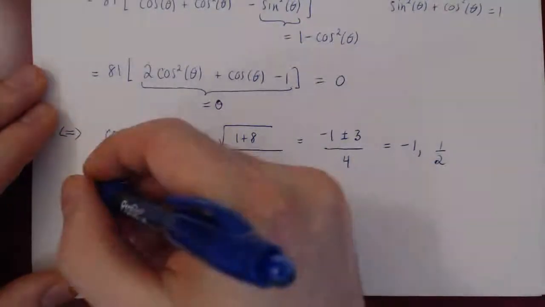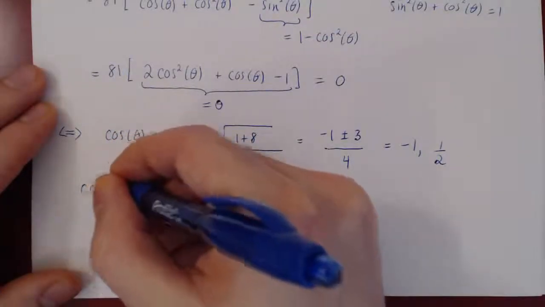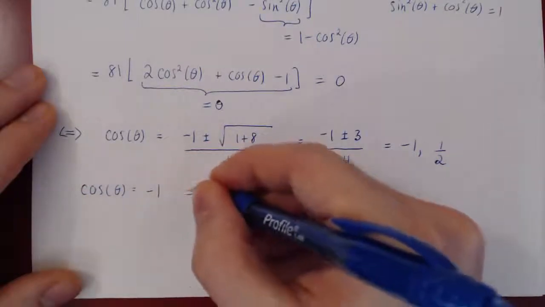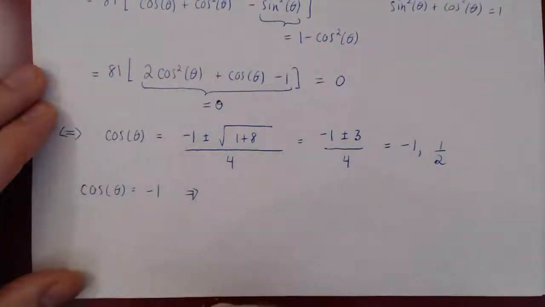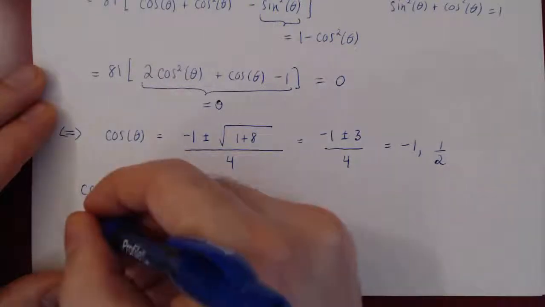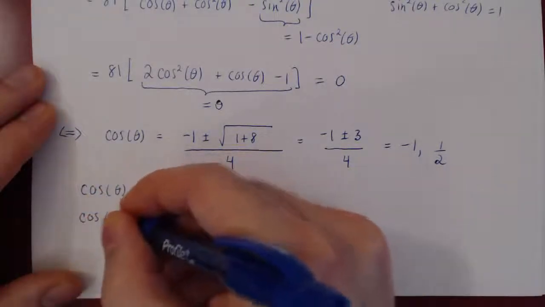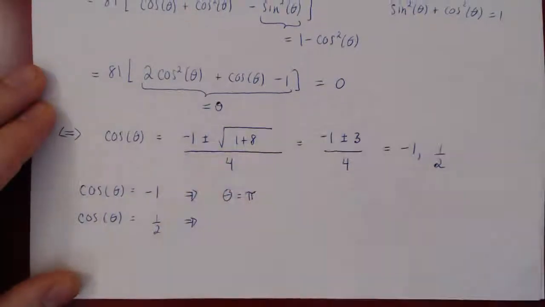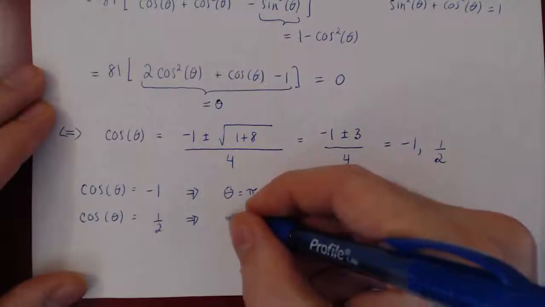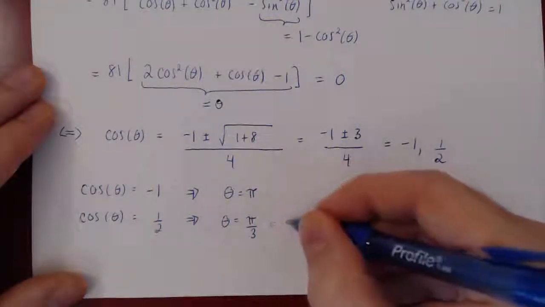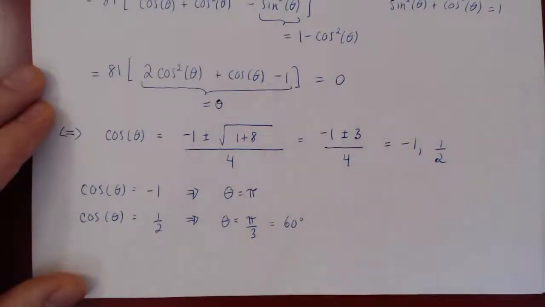If cos of theta, let's look at the first possible value, equals negative 1, well, where is cos of theta negative 1? This is at pi. So theta must be equal to pi. And the other possibility for cosine was 1/2. And if you remember, cosine is 1/2 exactly at pi over 3. That is in radians. If you want in degrees, this is 60 degrees.